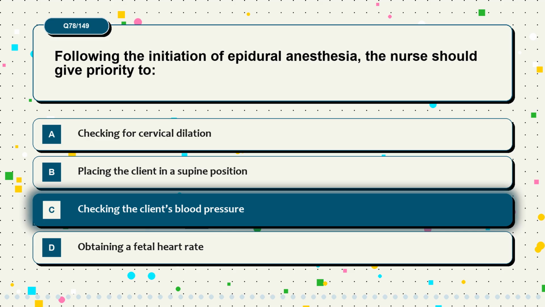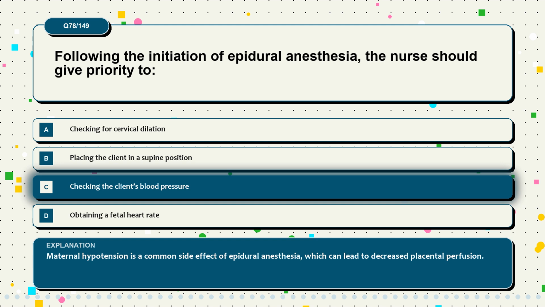The correct answer is option C. Checking the client's blood pressure. Maternal hypotension is a common side effect of epidural anesthesia, which can lead to decreased placental perfusion.